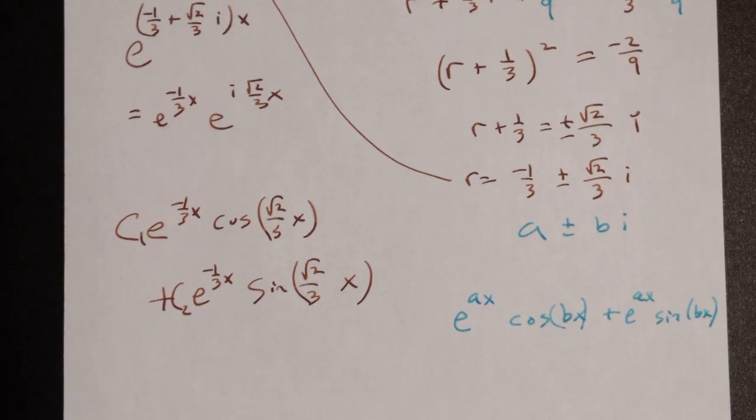Hey, wait a minute. You ready for the crazy part? I know, this whole thing is crazy. Cosine of number x. What's the graph of that look like? Wobble, wobble, wobble, wobble, right? But e to the minus 1/3 x, what does that look like? It's e to a negative, right? It's the graph of e to the minus x.